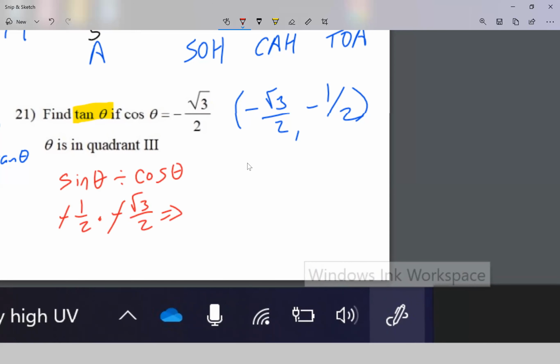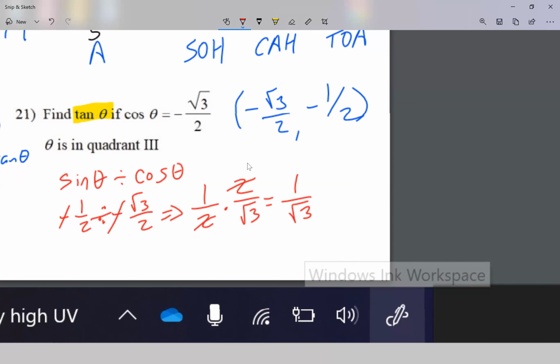Oh, and it's divide, right? It's not times. I wrote times. Now, in the division of fractions, I'm going to write this as 1/2 times 2 over radical 3. Notice I switch it to times and I flip the second fraction. These two cancel out, so I have 1 over radical 3. So my tangent is 1 over radical 3.